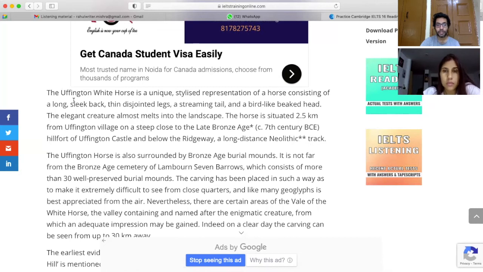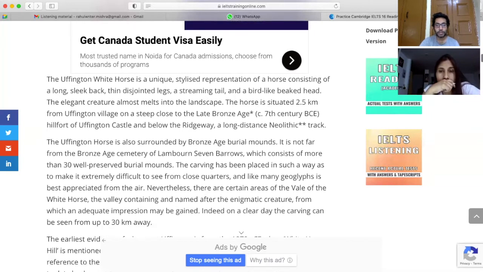So you mark these things. You can write where the Uffington horse is situated in this paragraph. It is just talking about it, and it is also describing the horse. You can write about this paragraph.